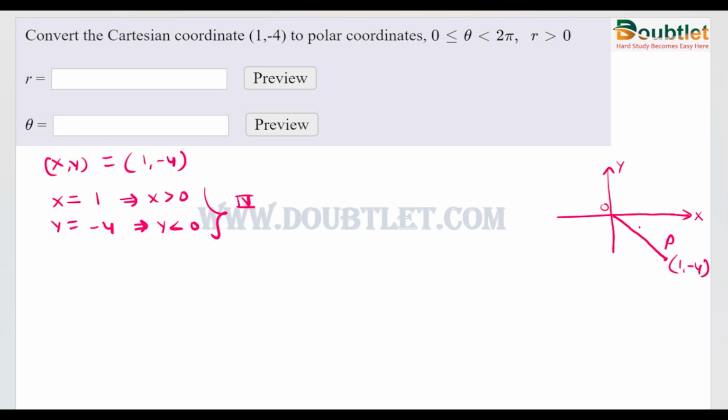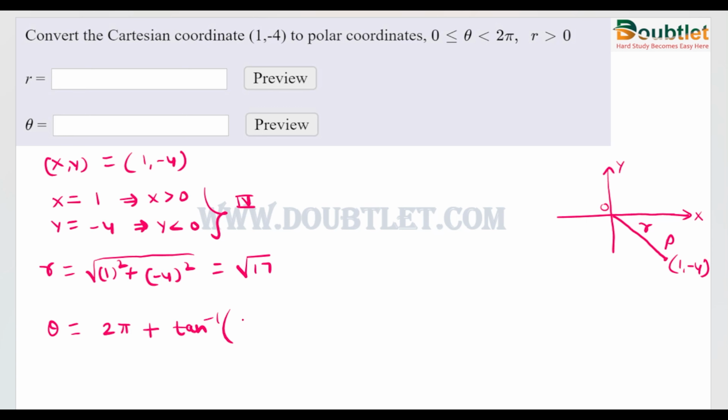So the distance OP is r, meaning the radial distance. To calculate that, we will use the formula: 1 squared plus (-4) squared. So definitely we get the square root of 17. Now to get the value of theta, we have to add 2 pi to the angle. So we can write this as 2 pi plus tan inverse of y divided by x. Here the angle will be like this. This is the polar angle.